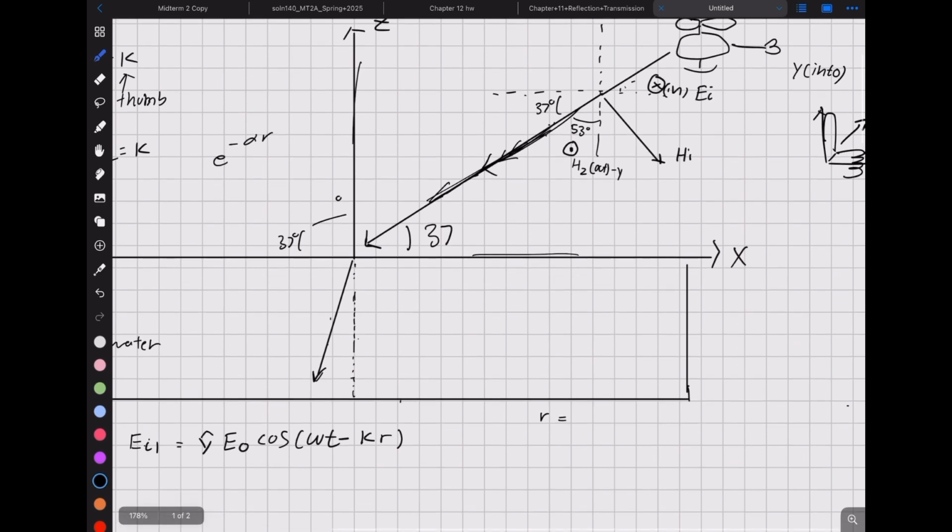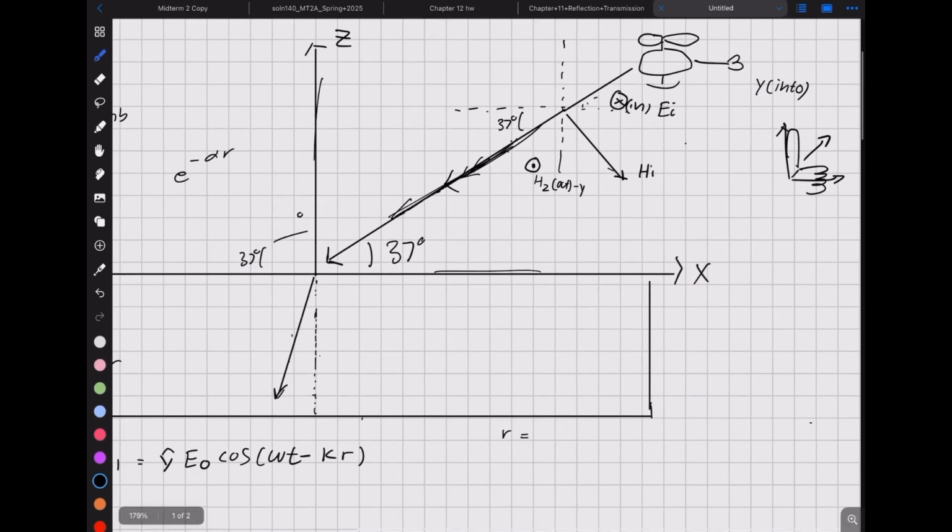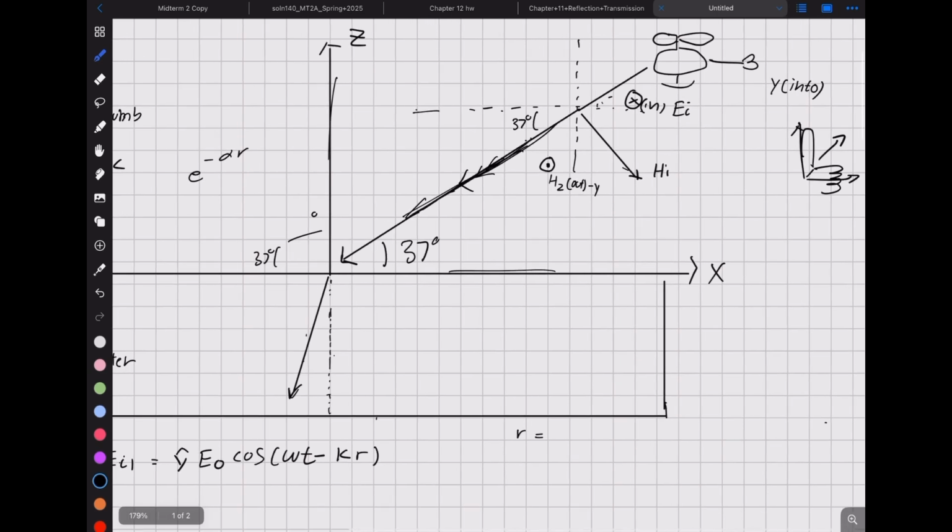I'm going to use 37. Less work. So we know this angle there is the same. So let's start getting it. So we should see a negative x, and we should be seeing a negative z. Okay. So that's how I get my directions first.